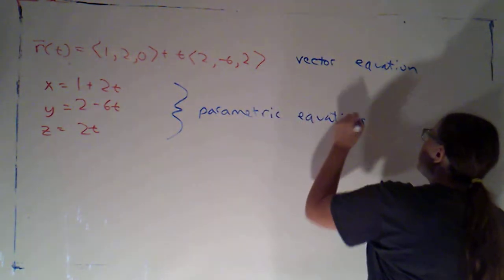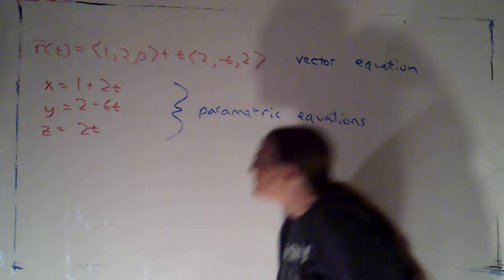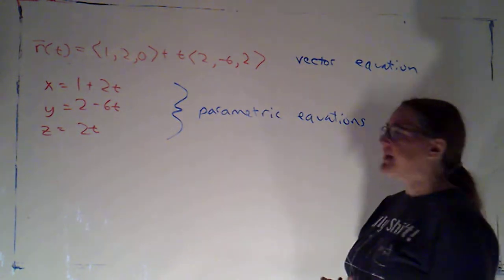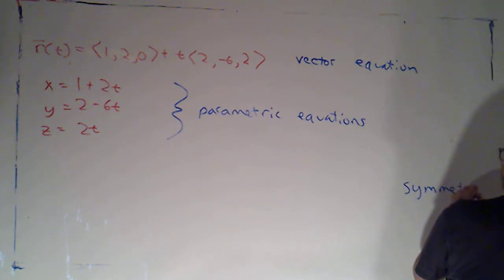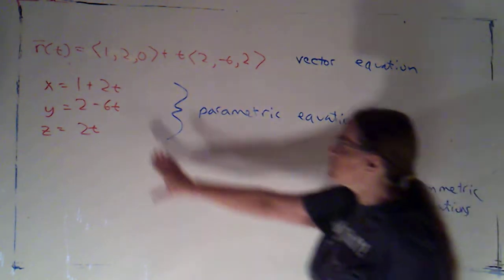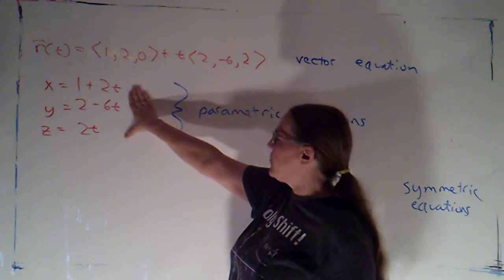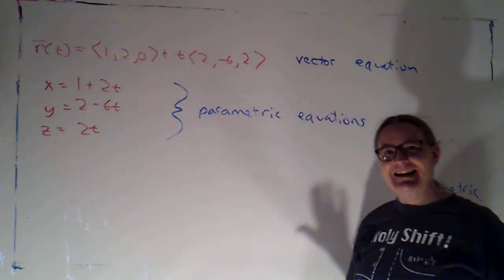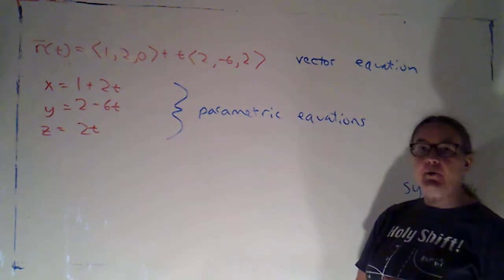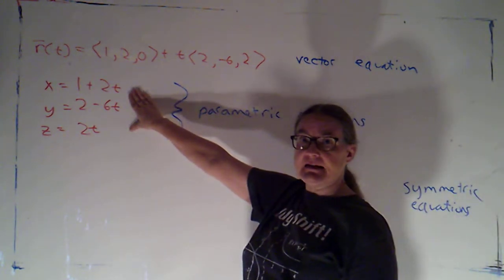I want to show you there's a third way that we can describe this, which is called the symmetric equations. What I'm going to do is work here with these parametric equations. Each one of them has a t in it because I'm describing x, y, and z in terms of this parameter t. And so I can solve for t in each of them.